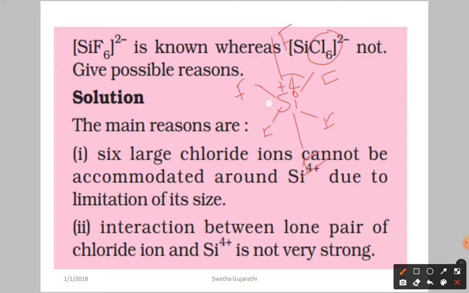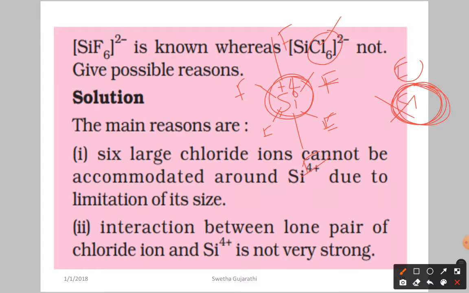Silicon can hold 6 fluorine atoms, but not chlorine. Why? Because compared to fluorine, chlorine has a larger size. Silicon can hold the 6 fluorine atoms around it, but not the chlorine, because the size is more. To hold them, the size has to be matched, so silicon is not going to hold 6 chlorine atoms.